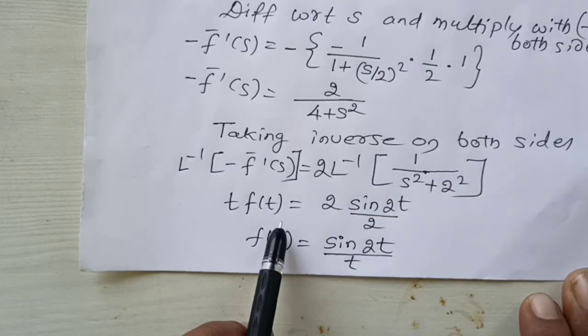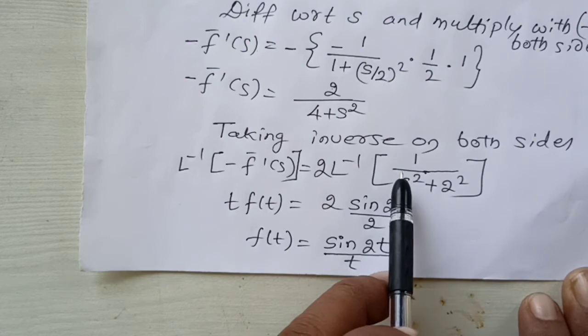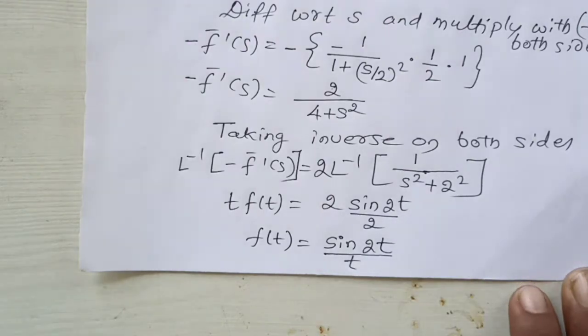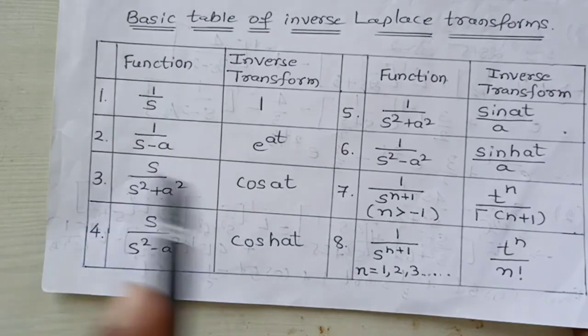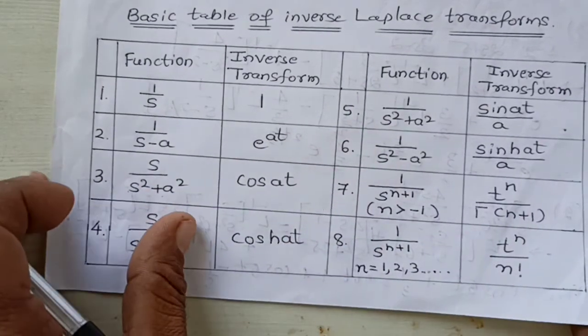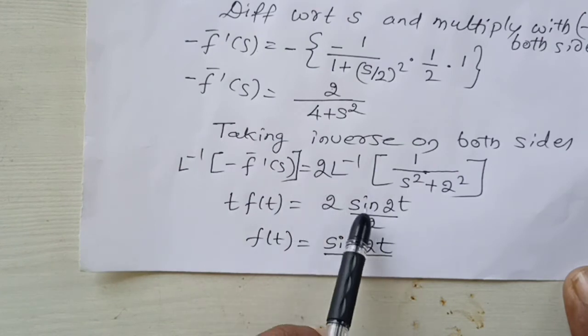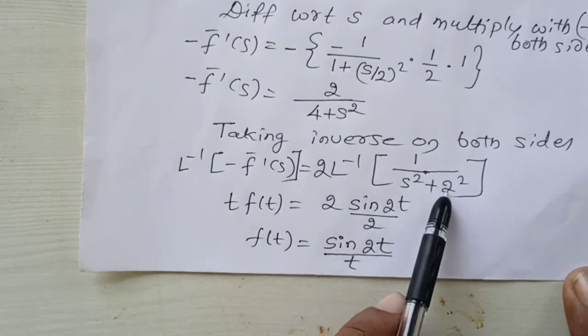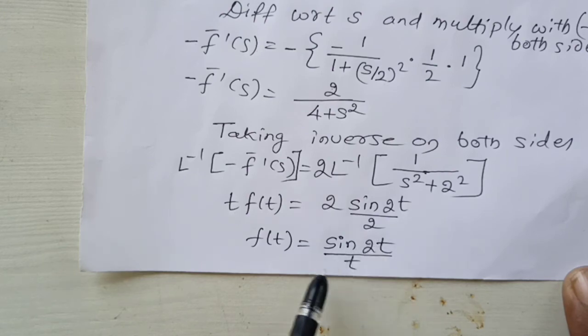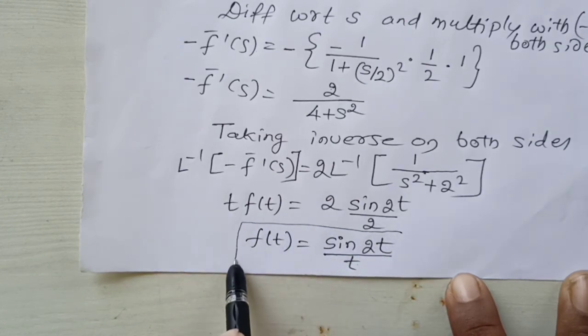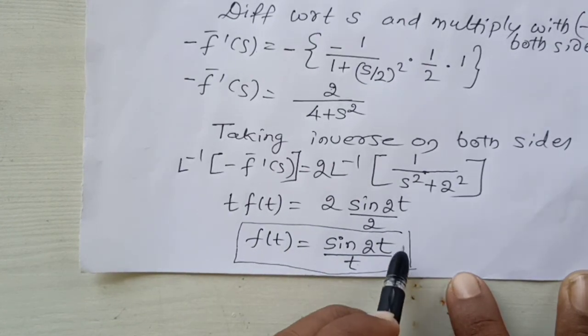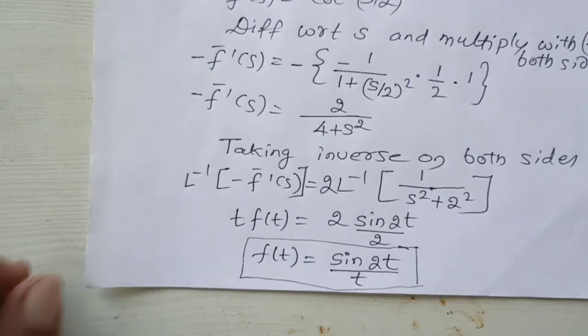So this is nothing but t of f of t, equal to 2 times 1 upon s square plus a square. 1 upon s square plus a square is definitely sin at by a. With the constant 2 here, and a is 2, sin at by a is sin 2t by 2. So the 2s get cancelled. So t of f of t is equal to only sin 2t. F of t is equal to sin 2t divided by t. This is the required solution for this problem. They asked it in August 2020, an exam just completed. So students, this type of example will be asked in exams.